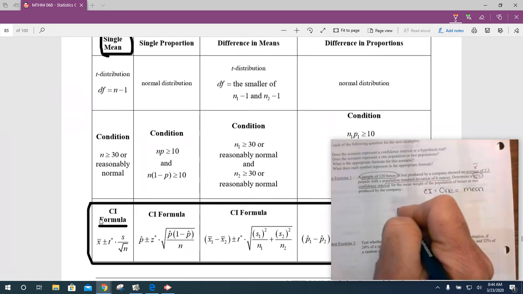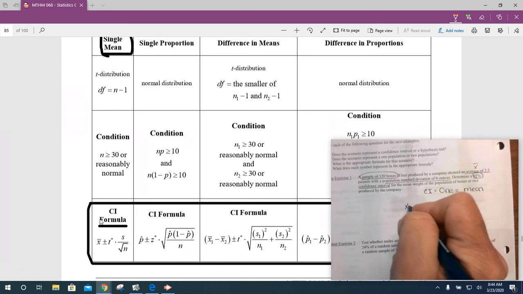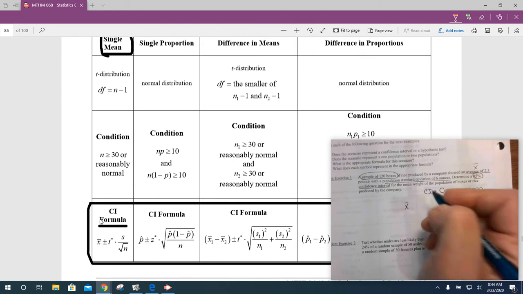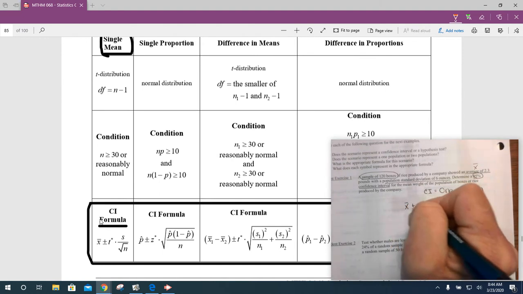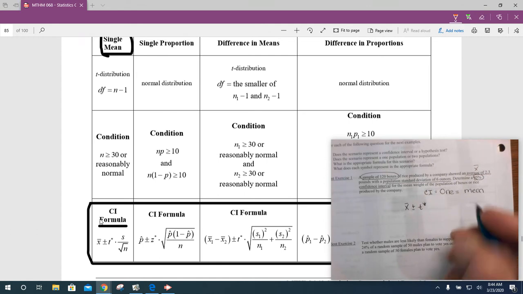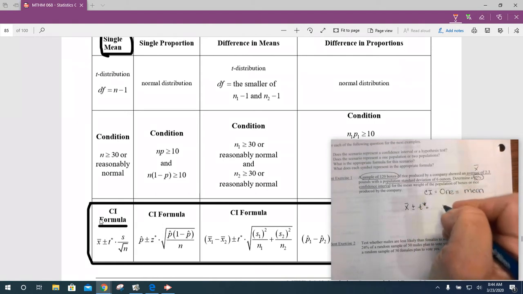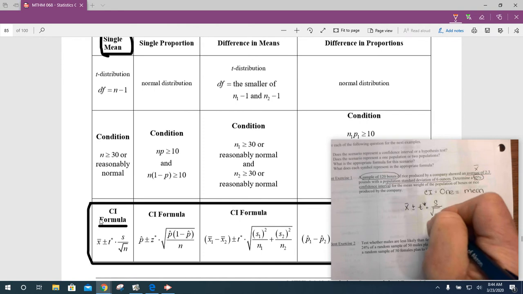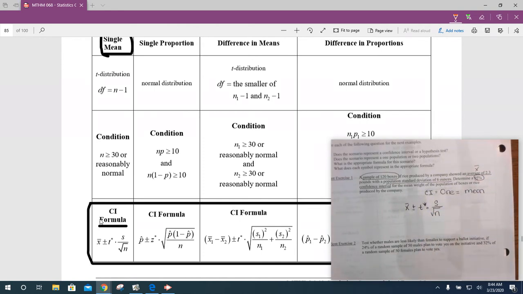So our formula is going to be X bar plus or minus this thing called T star. Well, T star is a lot like Z star, which we have calculated already. You don't know how to do T star yet. I'll show you soon, though. And we're going to multiply that by the standard deviation divided by the square root of n.